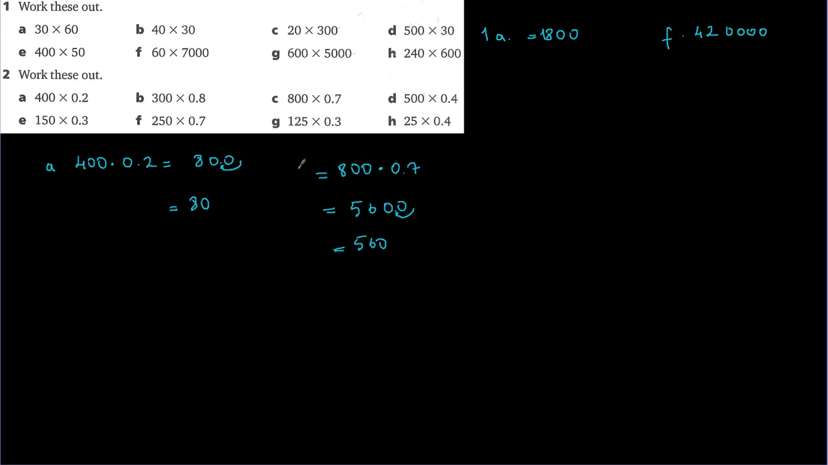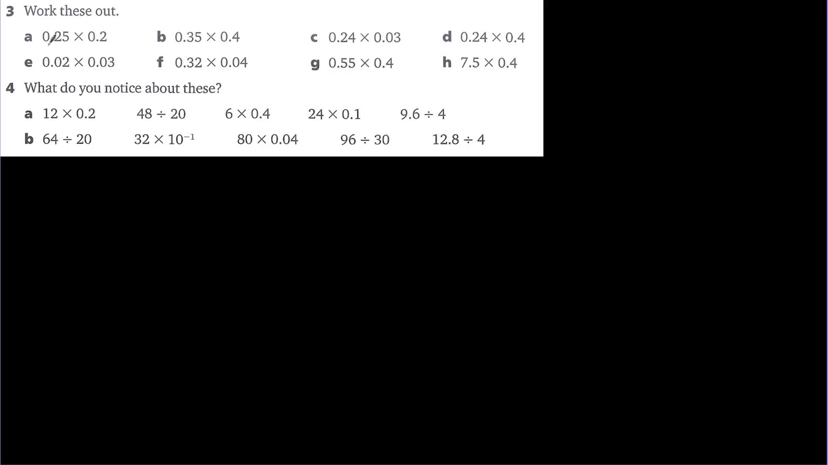This was the C, and I'm going to solve one more. The H one I'm solving. H is equal to 25 times 0.4. 4 times 25 is equal to 100. But there is one decimal number, so that decimal number is going to affect here, which is equal to 10.0, and it becomes 10.